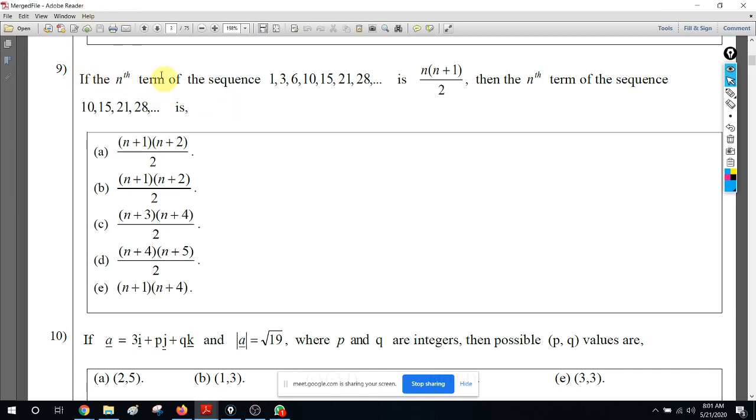If the nth term of the sequence 1, 3, 6, 10, 15, 21, 28 is n into n plus 1 divided by 2, the nth term of the sequence 10, 15, 21, 28 is. That is your question. Now remember, what is the definition of sequence?